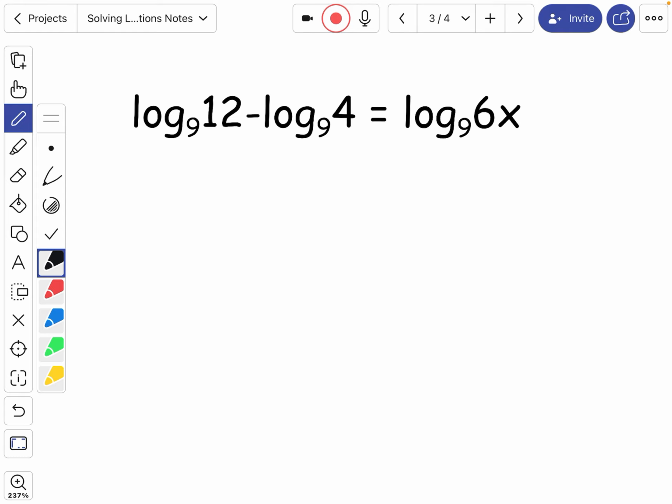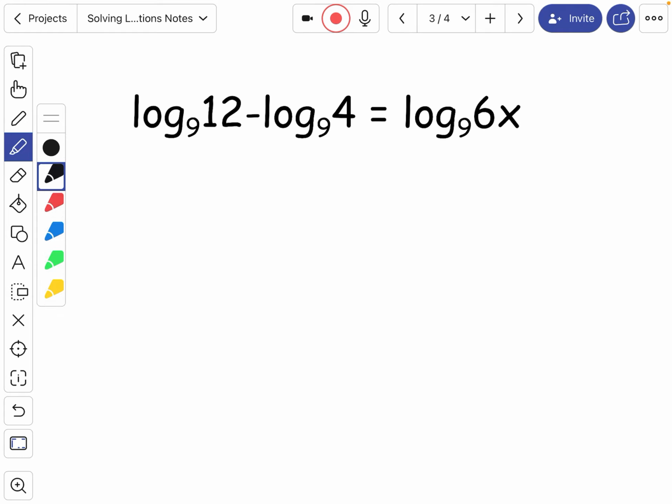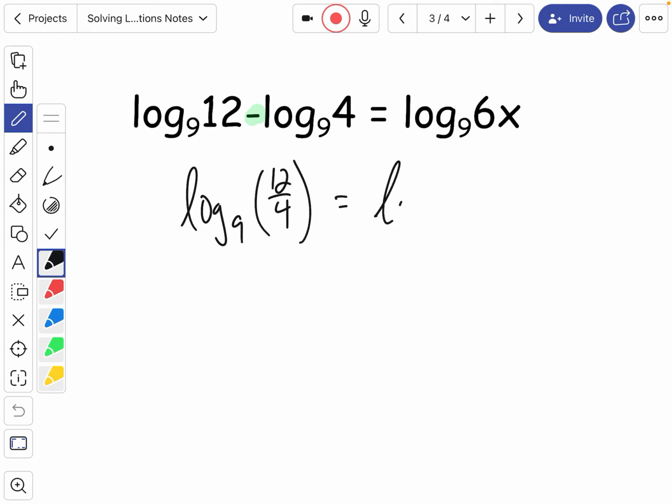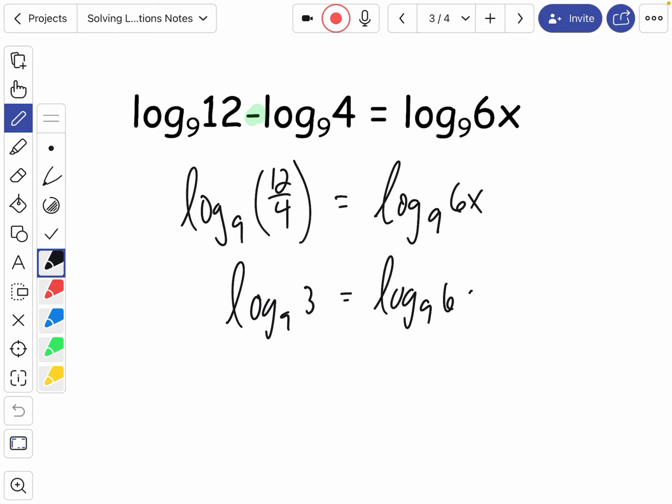Okay, the next one. If we have the log of something subtracted from the log of something, we can combine those two things. And this becomes, I keep forgetting to switch to the pen, log base 9 of 12 divided by 4 equals log base 9 of 6x. So 12 divided by 4 is 3. Log base 9 of 3 equals log base 9 of 6x.